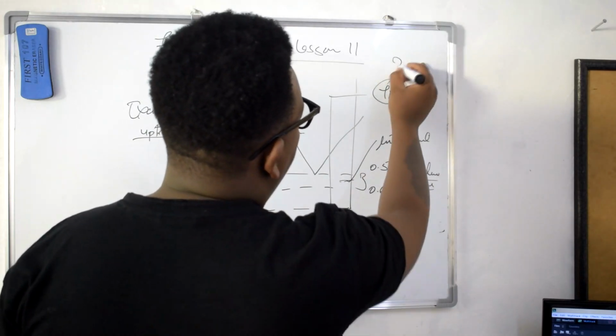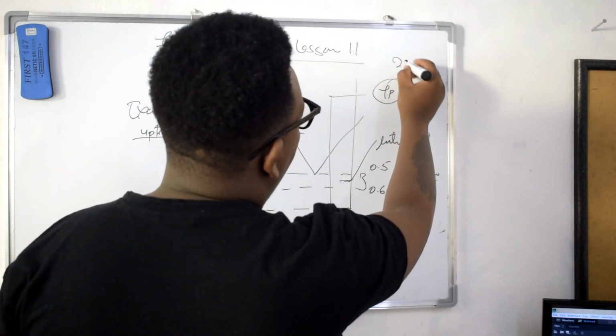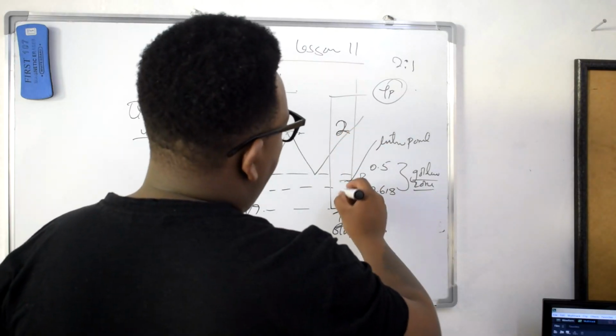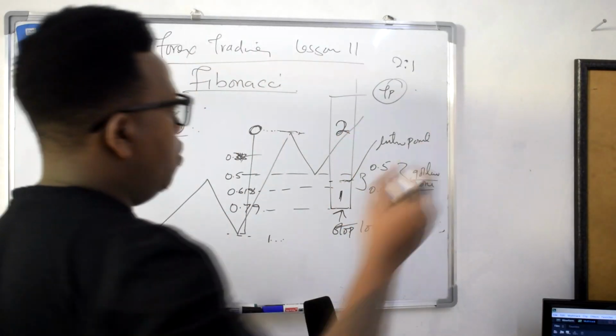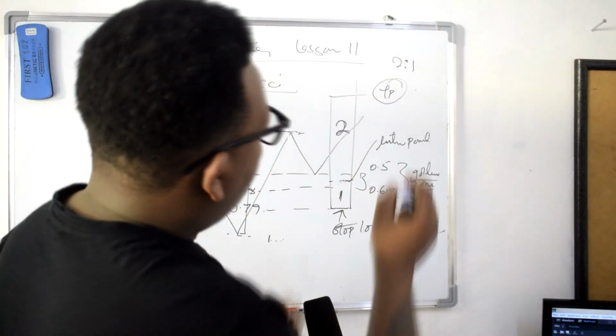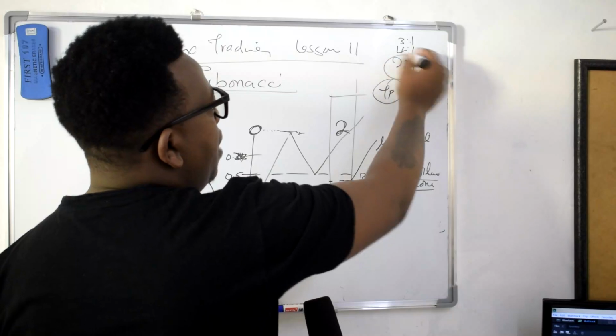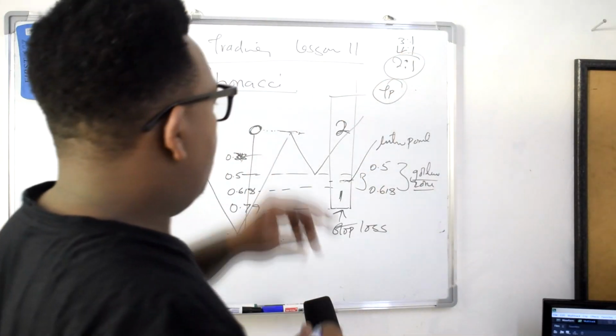Mostly I normally focus on a ratio of 2:1. So meaning the profit part I consider to be 2, and the stop loss part should be 1. Sometimes I even go to 3:1, but my minimum is 2:1. So it's important for you to know that.